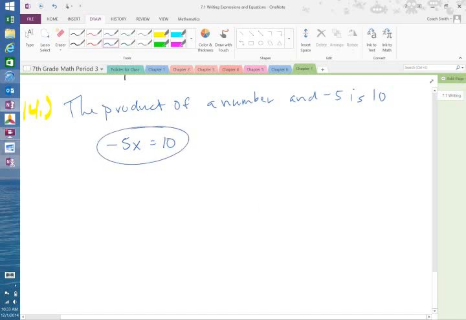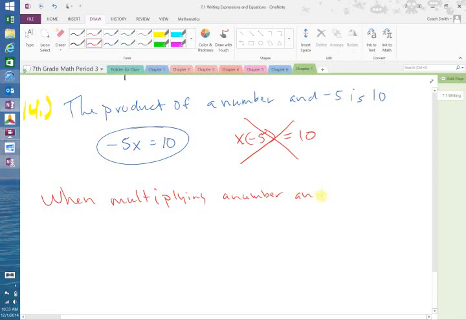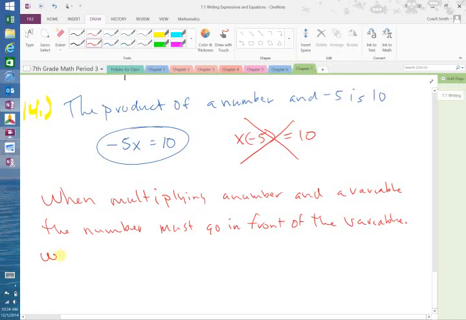Now, it is not okay for you to write this. That is not acceptable. Do not do it that way. X times negative 5 with parentheses. When multiplying a number and a variable, the number must go in front of the variable without the multiplication sign.